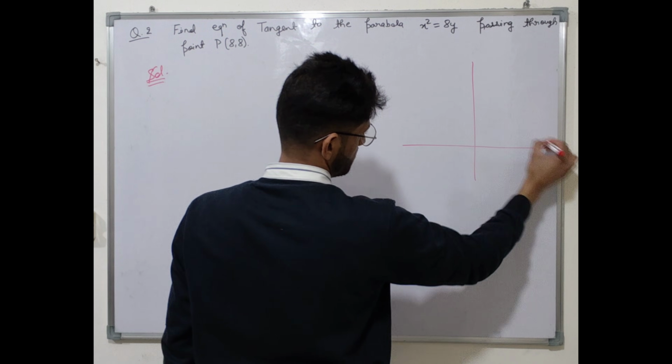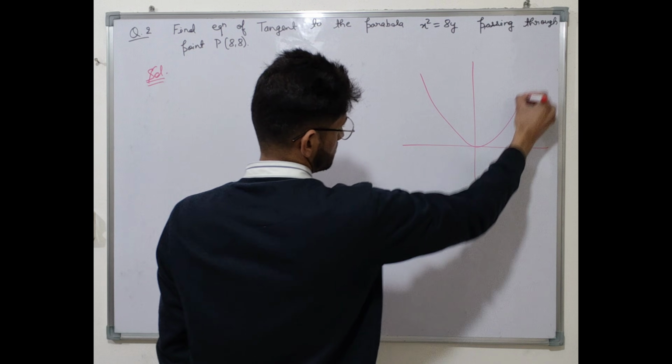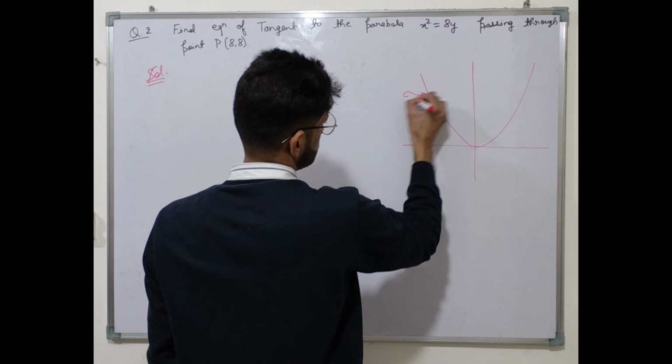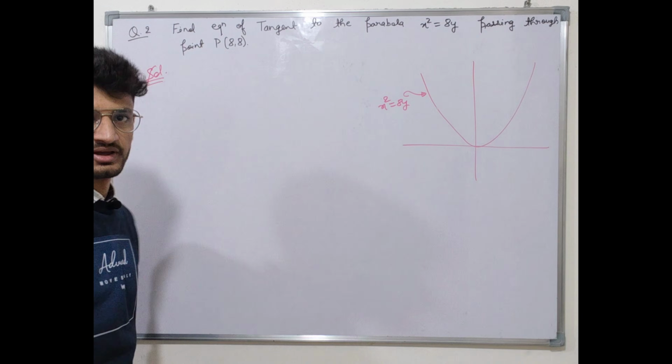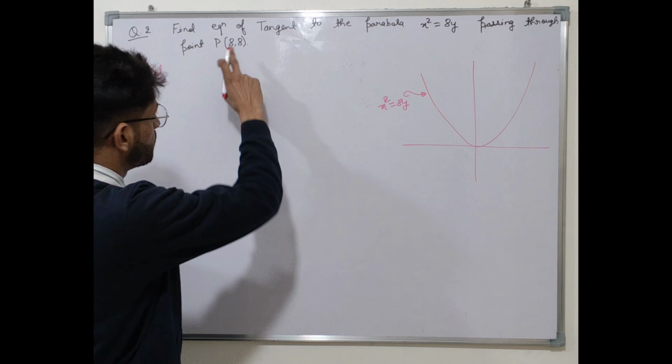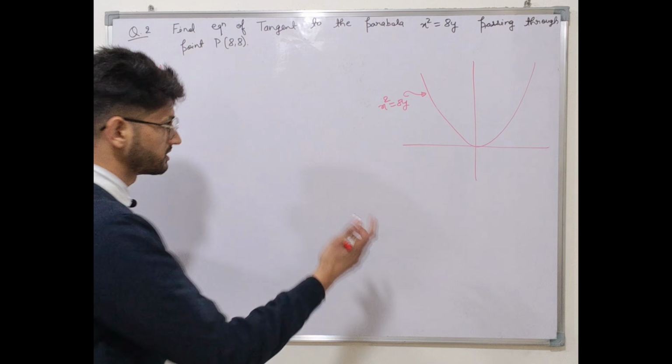So in this case, our parabola will look something like this. x square equals 8y, passing through point P (8, 8). So let's see first of all whether this point P lies inside, outside, or on the parabola.